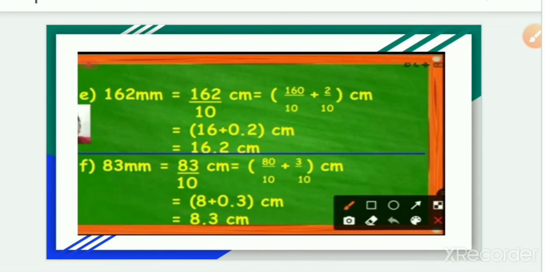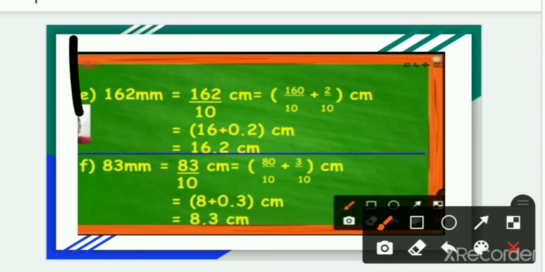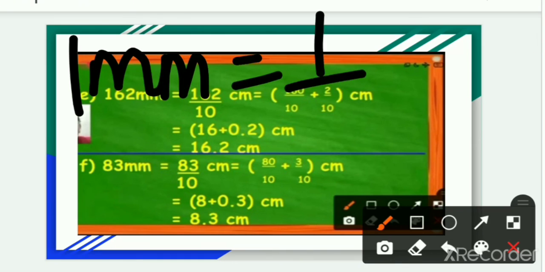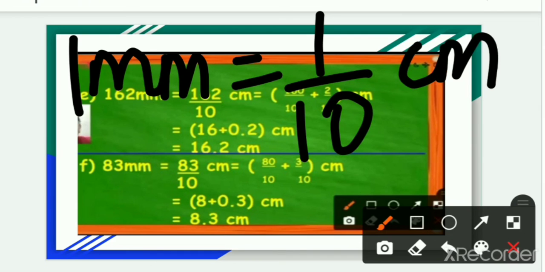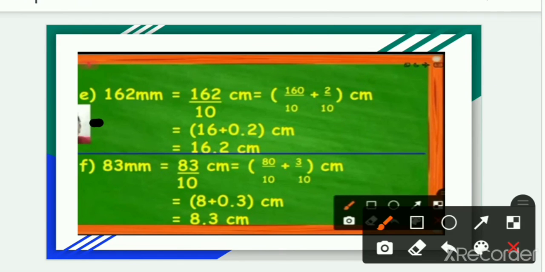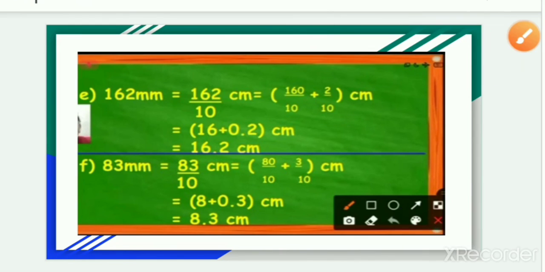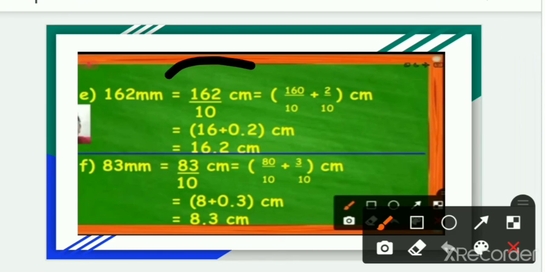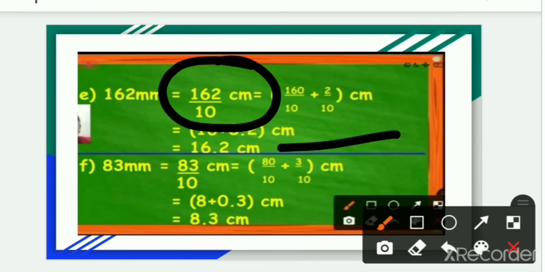Now the next question we have is 162 mm, because 1 mm is 1 by 10 centimeter. So 162 mm will be equal to 162 divided by 10. When we divide it by 10, it will become centimeter. When we divide these two numbers, we get the answer as 16.2 centimeter.